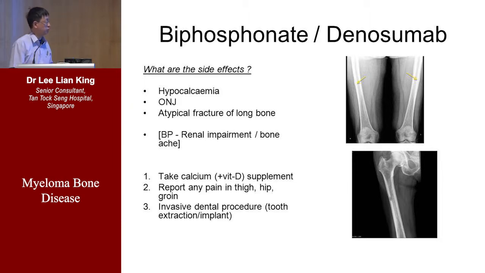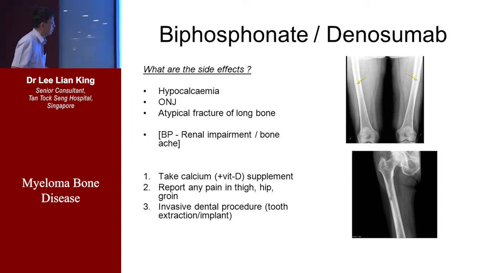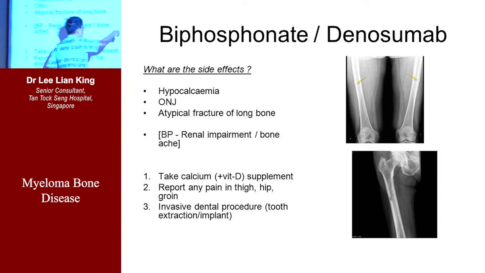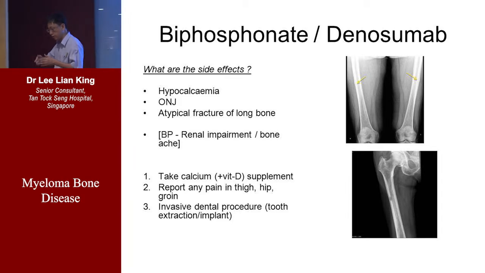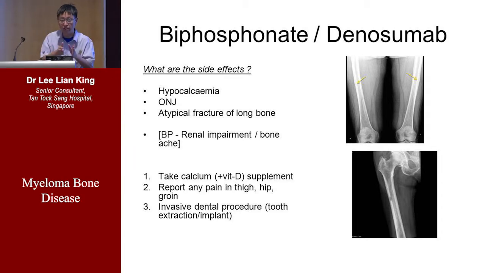The other complication that can arise is atypical fracture of the long bone. Myeloma itself already, they have lytic lesion in the bone. They're more likely to fracture. But this fracture is different because you can see the picture here. There's no lytic lesion, but on the surface of the bone, it looks like it's a bit thickened like that.